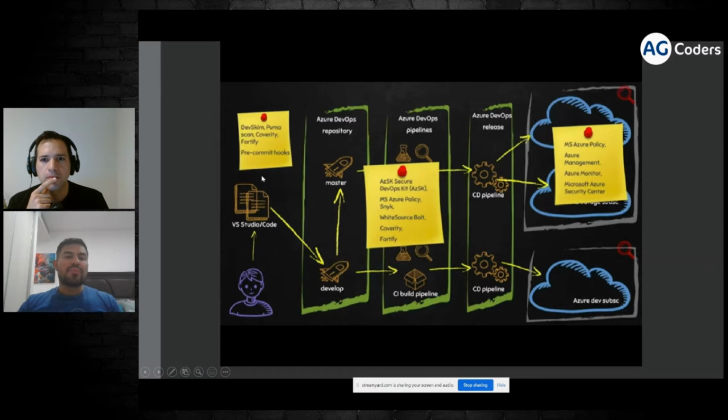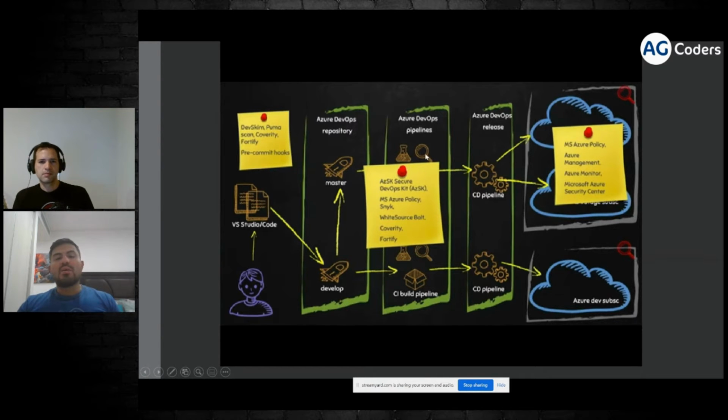And here, for example, this developer is using Visual Studio or Visual Studio Code. There are some tools you can use for pre-commit, like Coverity and Fortify, that do some static scan in your code, and they help you to identify vulnerabilities in your code. It is not compiled yet, but it helps you to identify those vulnerabilities.